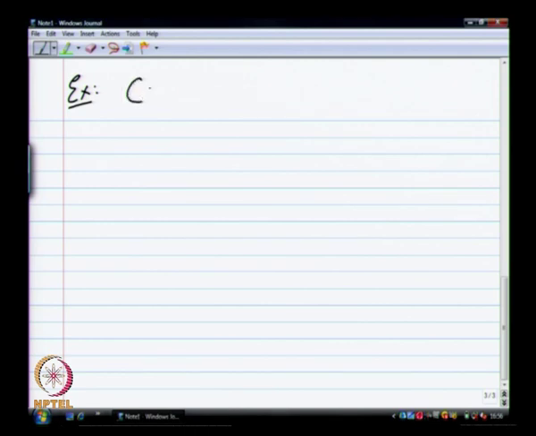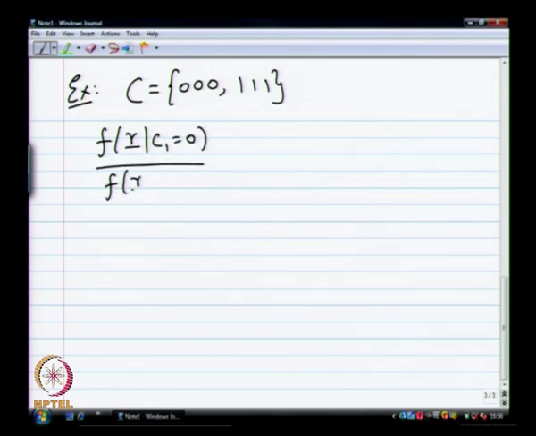So in the example, we will take first the (3,1) repetition code. Let us try to write down f of R given C1 equals 0 divided by f of R given C1 equals 1. Here you will get a slightly different answer which is not general, but let me just write it down and then I will see something a bit more different. Remember R is a general vector R1, R2, R3.